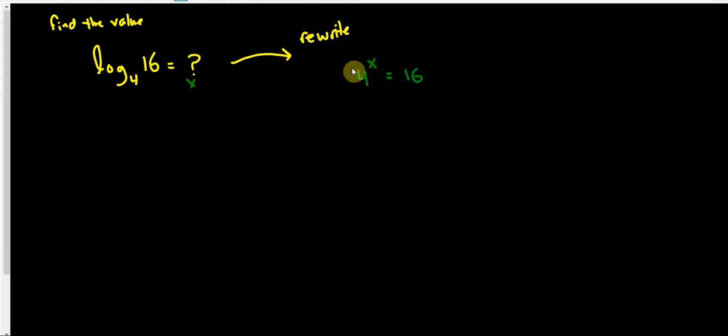And now I have exactly the same type of problem that I taught you to solve last class. You look at this and you say, can I get them to the same base? And you're like, oh, 16 can be written as 4 squared. Same bases are equal, so that must mean that the exponents are equal, and x equals 2. Thus, we know that log base 4 of 16 is equal to 2. We found the answer. We were able to find the value of that.